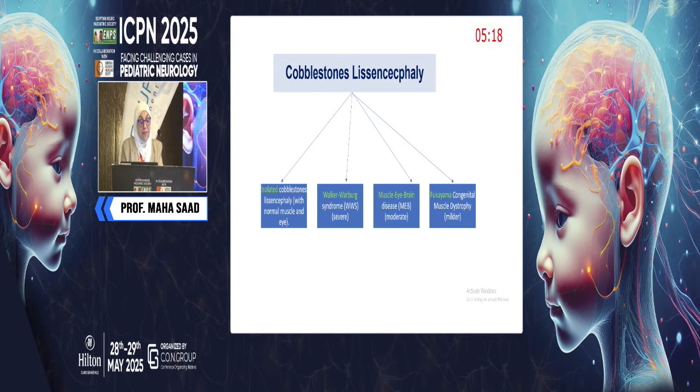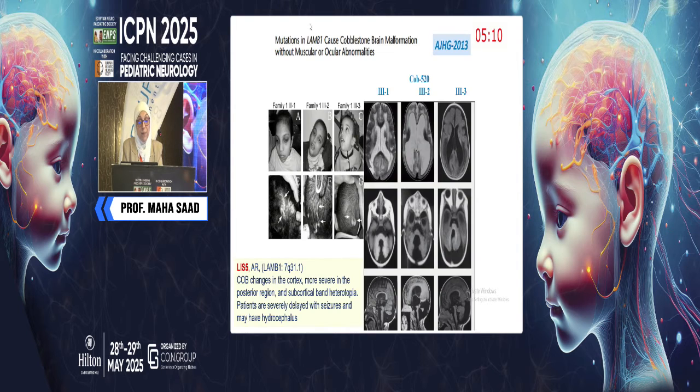The cobblestone complex is either isolated cobblestone lissencephaly or associated with muscle affection, as in Walker-Warburg, muscle-eye-brain disease, and Fukuyama. This is the isolated one. We published it in 2013, with white matter affection and severe affection of the cerebellum like this. As you can see, listen carefully, the lissencephaly is present more posterior than anterior.